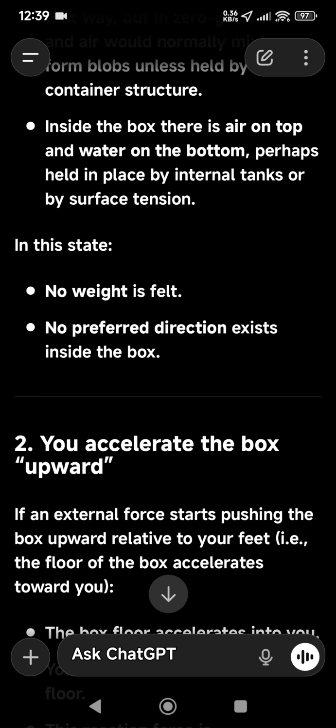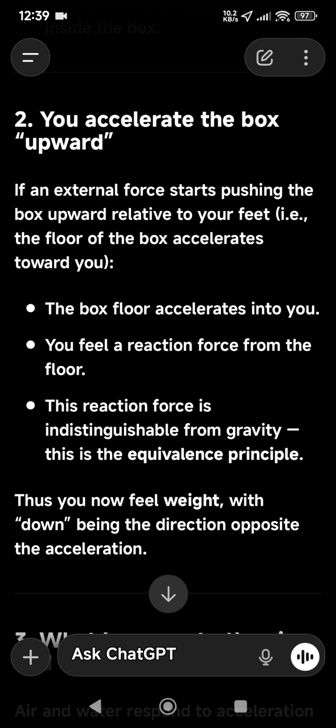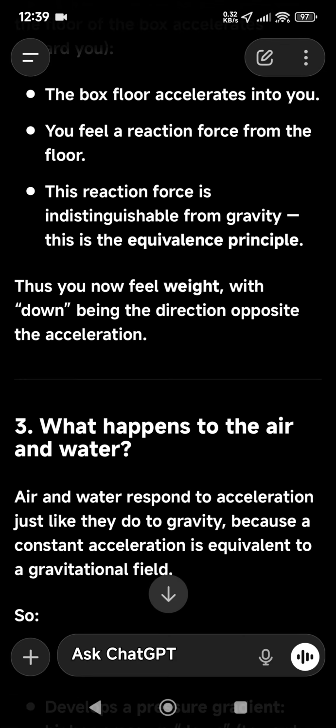So in this state, no weight is felt, no preferred direction exists inside the box. You accelerate the box upward. If an external force starts pushing the box upward relative to your feet, i.e. the floor of the box accelerates towards you, the box floor accelerates into you. You feel a reaction force from the floor. This reaction force is indistinguishable from gravity. This is the equivalence principle. Thus you now feel weight, with down being the direction opposite the acceleration.